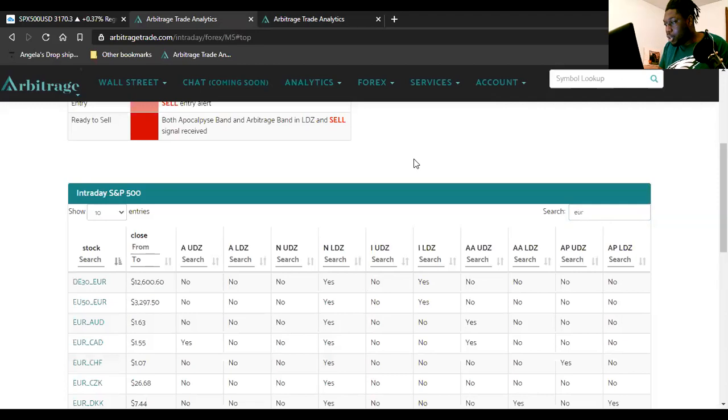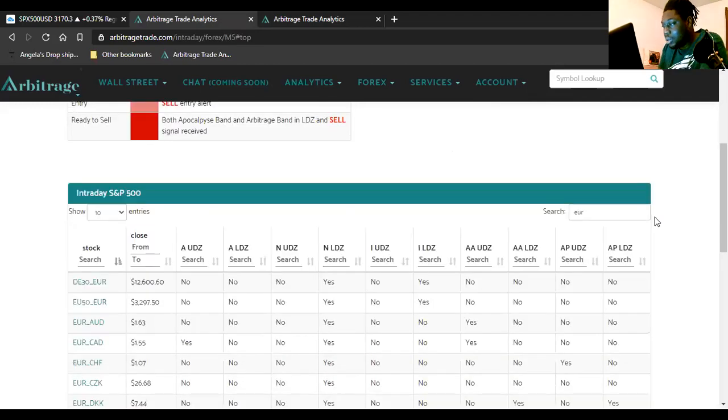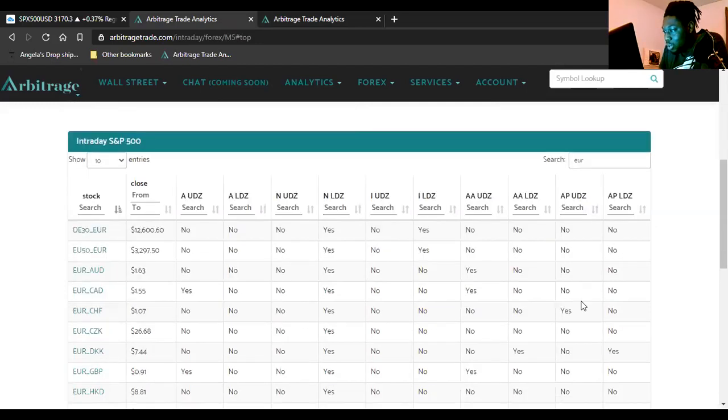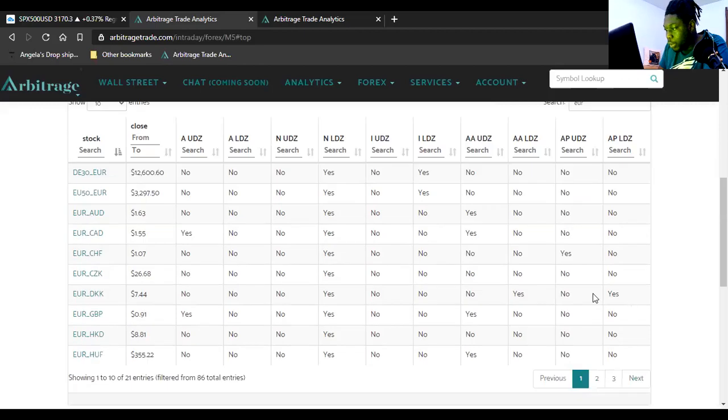I'm pretty sure EURJPY might be at the upper danger zone. All right, so no, no, no, no, no. Yes, EURCHF at the upper danger zone. So EURCHF, upper danger zone. I don't trade this pair, but that's a yes right there.